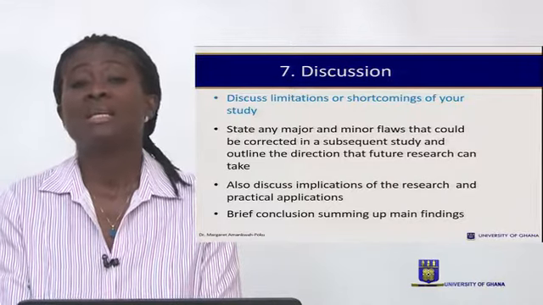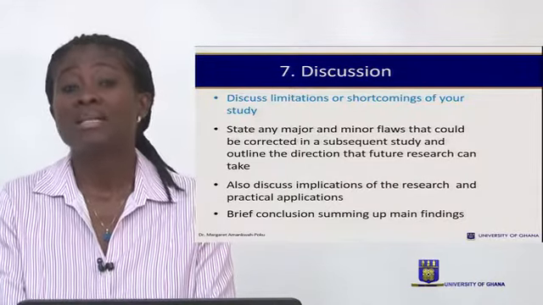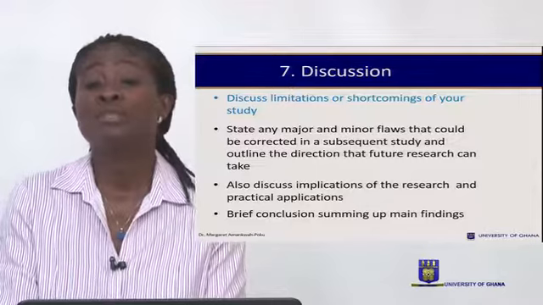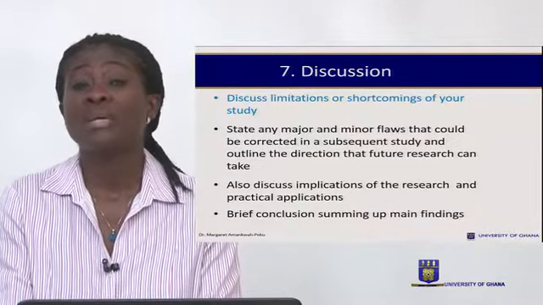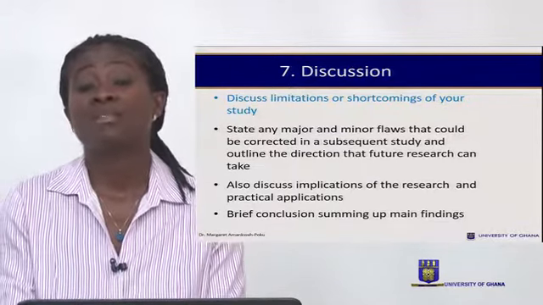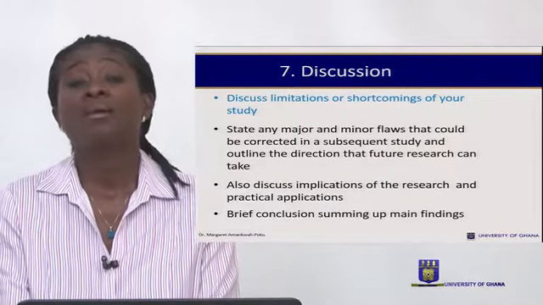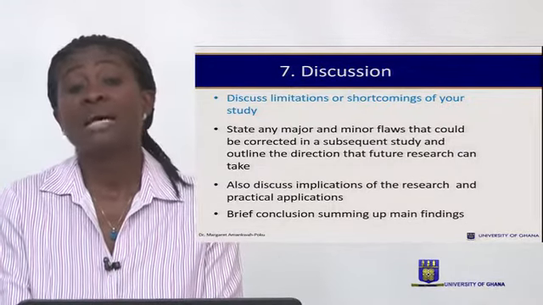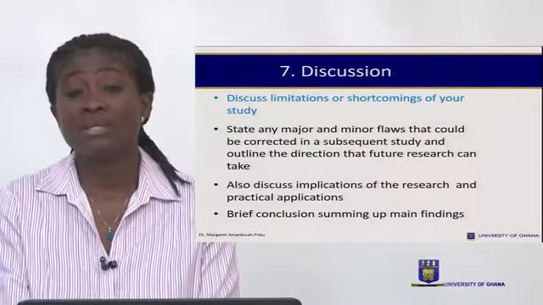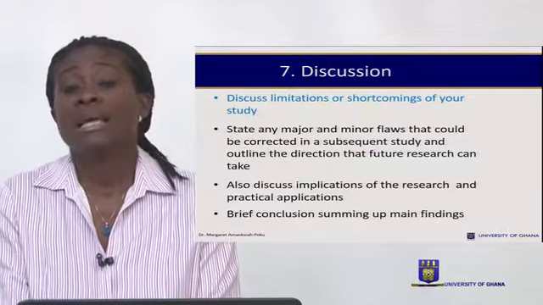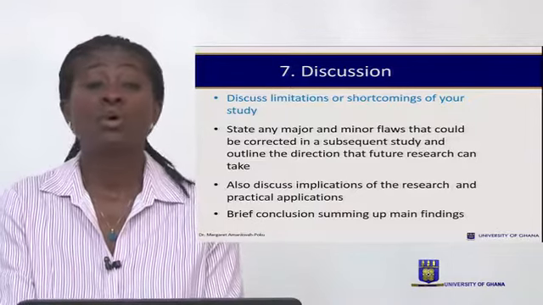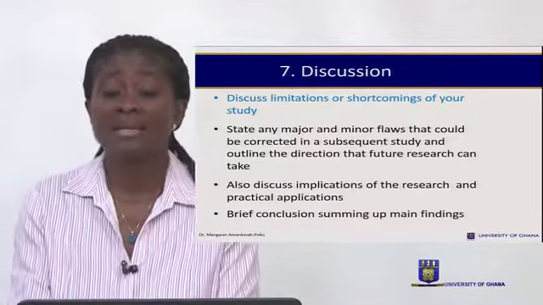You also discuss the implications of your findings and the practical applications of your findings. So if you find that stress management improved sugar levels of people with diabetes, then the practical application is that it is important that as part of diabetes treatment, the healthcare providers detect when participants are under stress and help them to manage their stress so that they can improve their diabetes control. Then at the end of your discussion, you have a brief conclusion. So briefly, in just a short paragraph, you state what your main findings are.